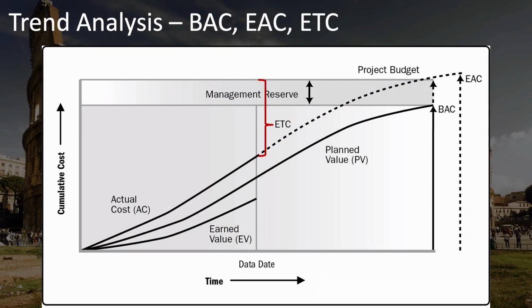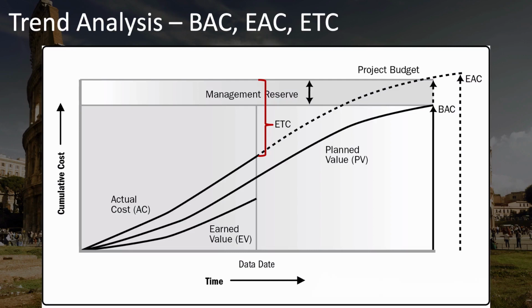Looking back at this earned value analysis chart, you can see that the estimate to complete, or ETC, is marked here in red as the amount of money between what you've actually spent so far and what you think it's going to cost to finish the project. Notice that this goes all the way up to the estimate at completion, which is here on the right at the end of the dotted line, which forecasts the actual cost line all the way to the end of the project.